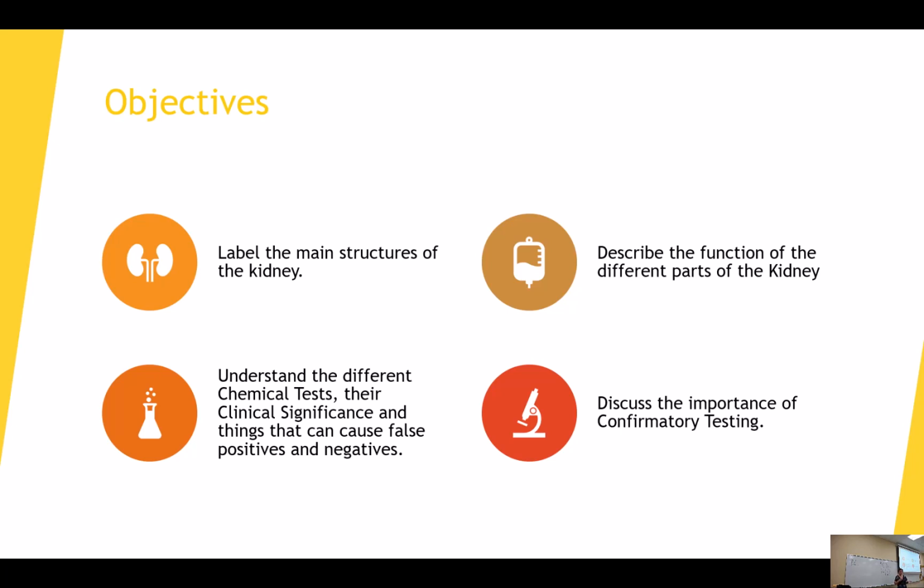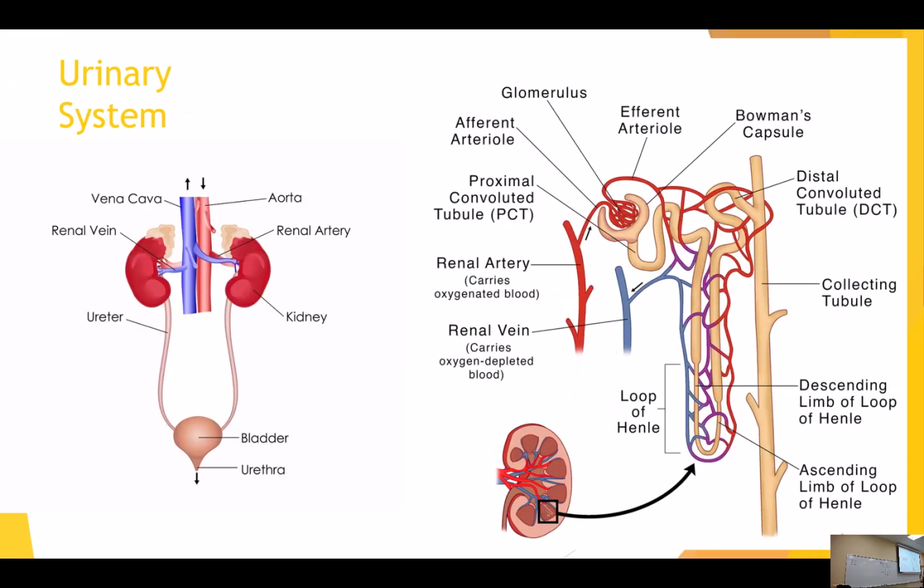Our objectives include labeling the main structures of the kidney, describing the function of the different parts of the kidney, understanding the different chemical tests, their clinical significance, and the things that can cause false positives and negatives, and discussing the importance of confirmatory testing. These are all the things we're going to cover in this lecture.